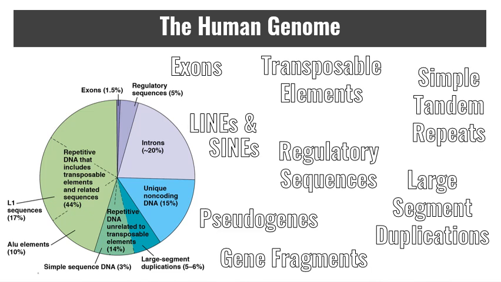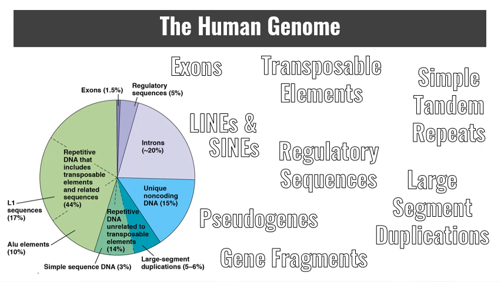with some of those being the simple tandem repeats, which are widely used for DNA profiling and kinship analysis and forensic identification. And the simple tandem repeats are also going to include things like telomeres. The large segment duplications, it means you only have a couple of copies, but for example, the Y chromosome is made mostly of large segment duplications.